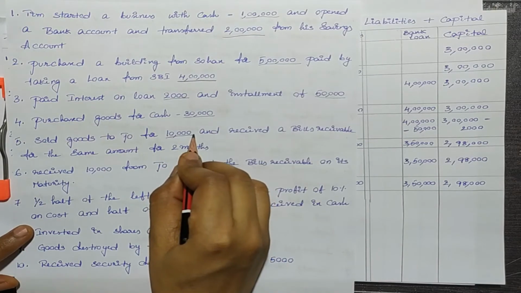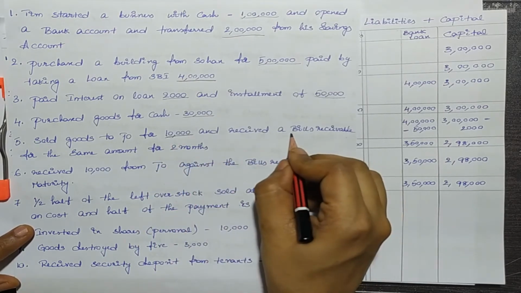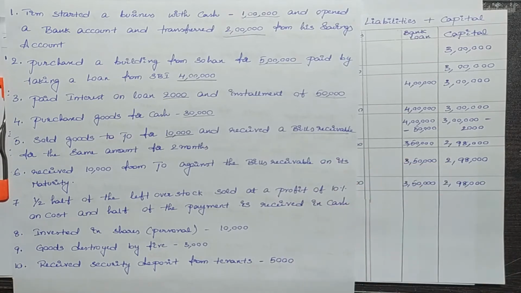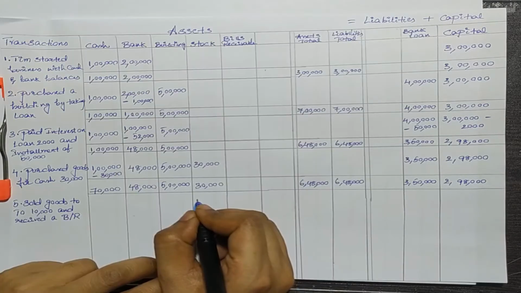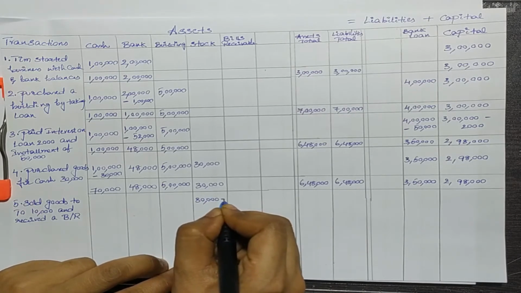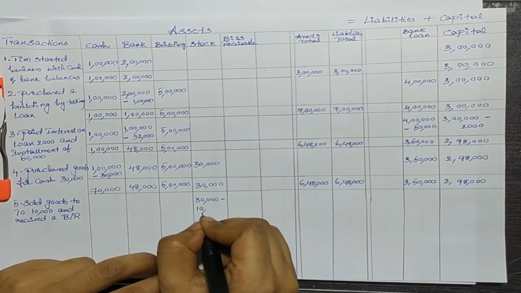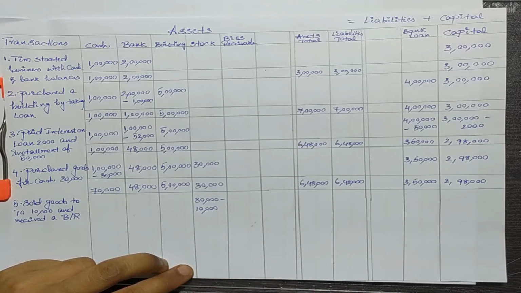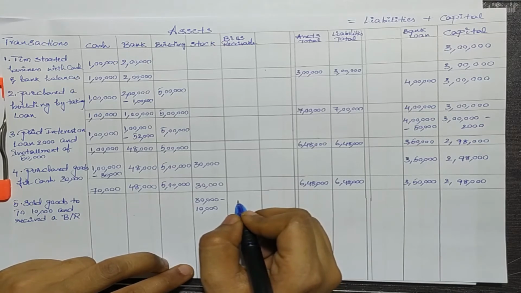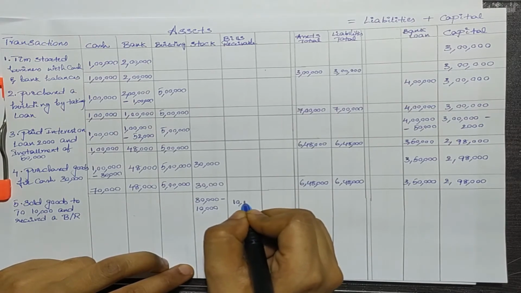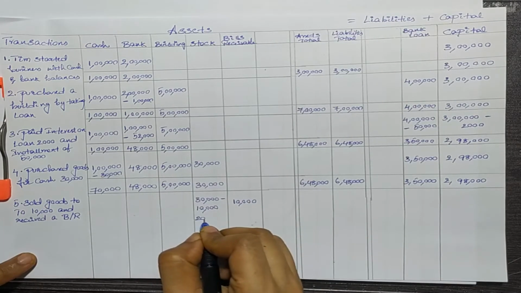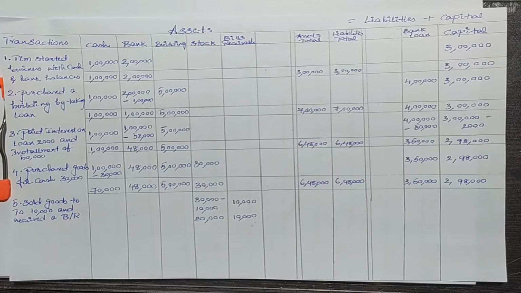Next transaction is sold goods to Joe for 10,000 and received a bills receivable for the same amount for 2 months. In the question, they have not given cost of goods. They have just given total amount of sales. So we don't have to add profit to capital. We just have to deduct sales value from the stock value, that is 30,000 minus 10,000. And also we will create a new column for bills receivable under assets side because bills receivables are assets. And we will mention 10,000 under bills receivable. After deducting 10,000 from stock value, the stock value is 20,000 and bills receivable is 10,000.